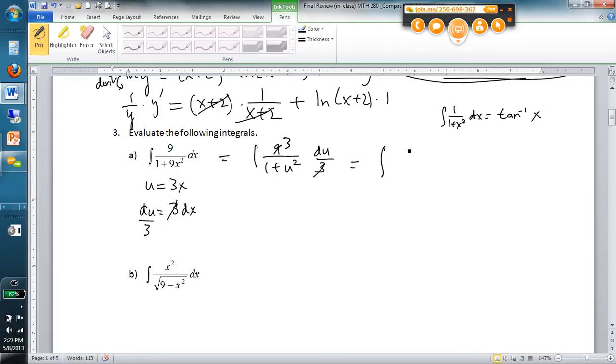So I have 1 plus u squared du. Well, that's just a multiple of the tangent inverse, isn't it? Isn't this 3 tan inverse of u plus c? Which u is 3x, so it's 3 tan inverse of 3x plus c.